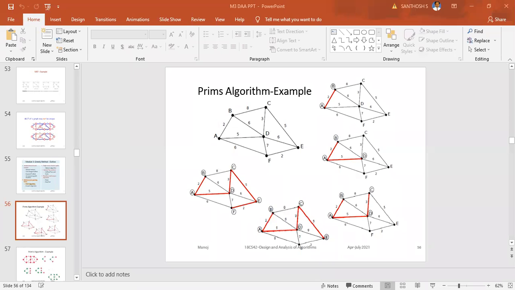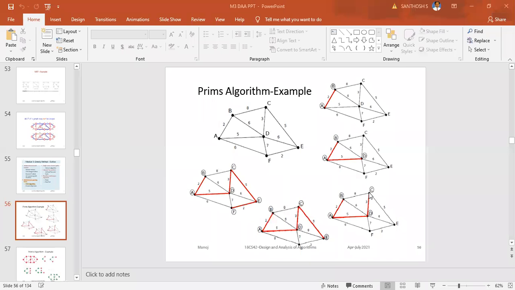Which is the minimum path we have? So minimum path is D to C. Among 3, 6, 6, 7, which is the minimum? D to C. Okay, good. So D to C is path 3.